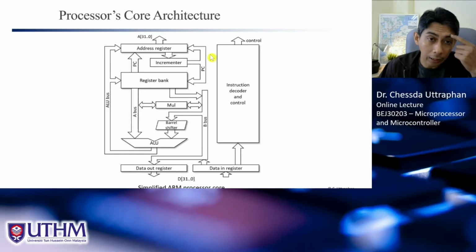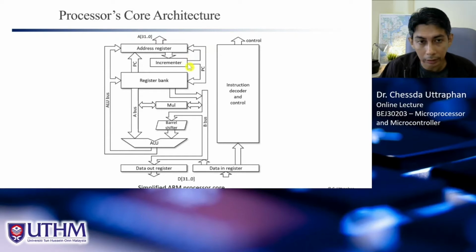And also we have the PC. We just learned it in the previous chapter. The function of the PC is to point to the next address of the instruction to be executed, right? So this is the PC, and this is the incrementer. This is the bus, right? So increment here, and this is the address register where it will generate the address that is necessary to access the memory location.